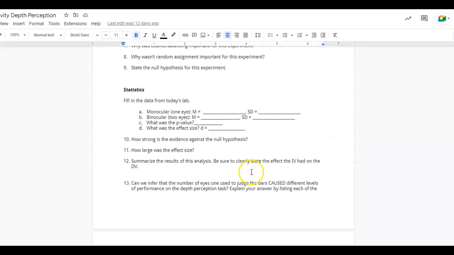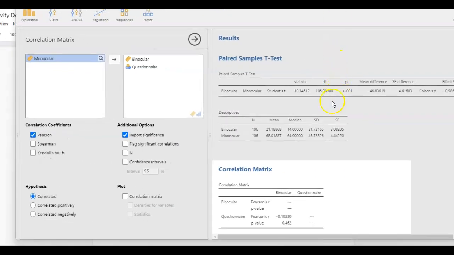Okay, so if we look at our data here, let me pull over the data. We have our average performance. Looking at it with one eye was 68 millimeters apart. Binocular with two eyes was 21.19 millimeters apart. Our standard deviations are big here, 45.73 and 31.73 respectively. And there's a lot of variability. There's just a lot of individual difference variability in people's overall depth perception.